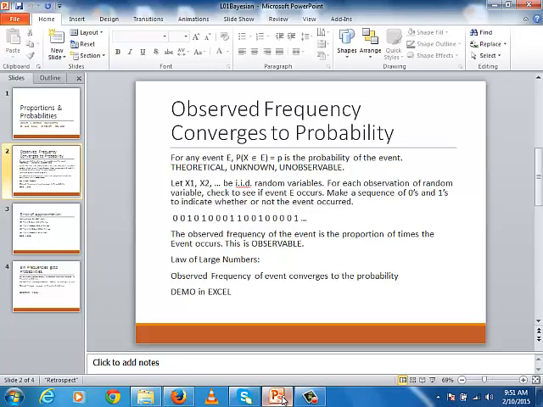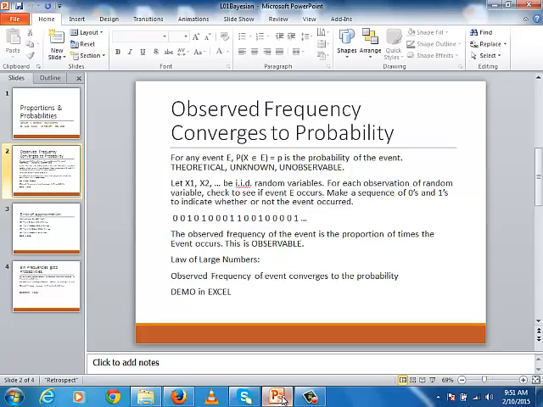This depends on a number of assumptions, but right now, the way this theorem is phrased is that you have a sequence of IID random variables. IID is a very common abbreviation. It means independent and identically distributed.